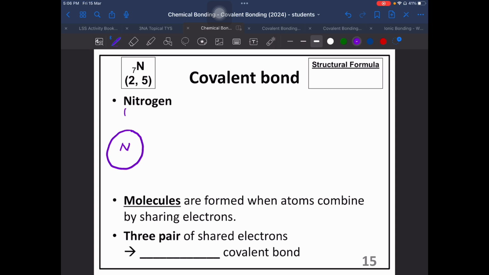Similarly, let's say we just draw the outer shell electron only, because we don't draw everything. If you draw the outer shell electron only, there are 5, so you have north, south, east, west, and another north. Now nitrogen by itself, we know that it is not stable, right?